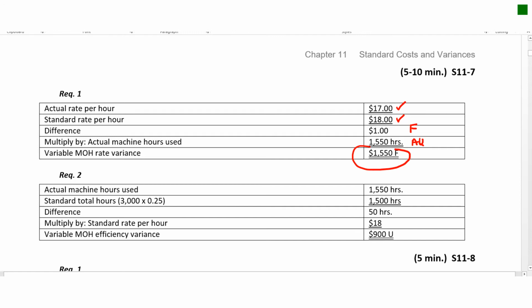For the efficiency variance, again, you want to take the actual hours, which was 1,550. This must be a typo in the solution, because the problem is it's actually 0.5 hours, not 0.25. So if you take 3,000 times 0.5, that gives you the standard of 1,500. Again, this is not good. You did not beat the standard. The difference is 50 hours. Multiply that by the standard rate. That gives you an unfavorable efficiency variance.